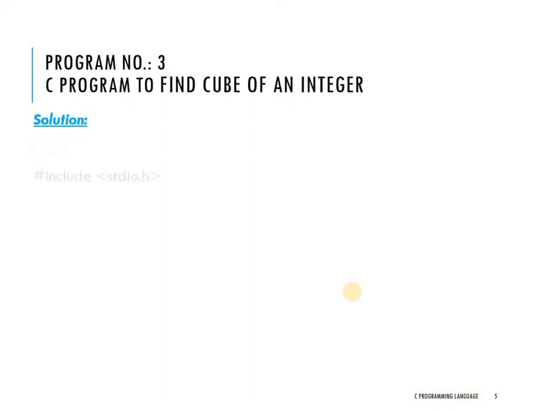The cube of an integer means whenever we give any number, that number's cube value will be displayed. So here I have used a header file and then the main function. Inside that I have declared two variables, A and cube. A is the input value we are going to get and store in A, and cube is the cube value we are going to find.